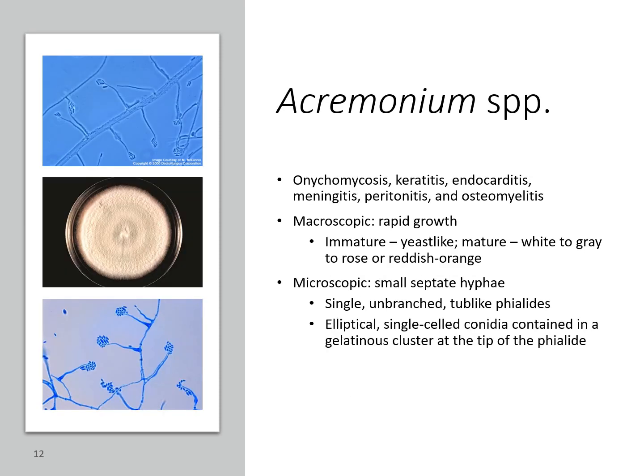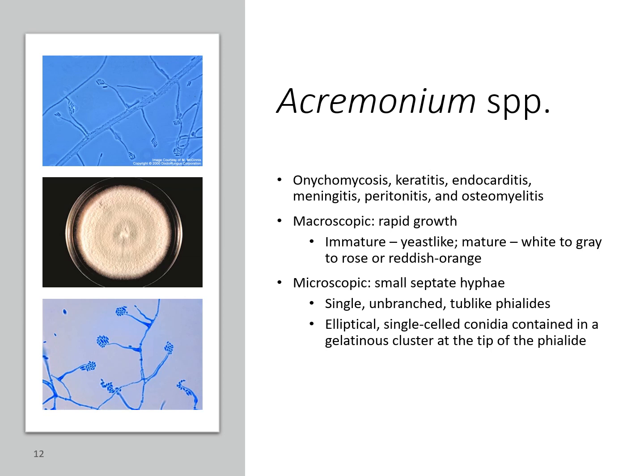Acremonium species cause several types of infections: infections of the nails, the eye, the heart, central nervous system, the lining of the abdominal cavity, and of bone. It grows rapidly. With an immature colony, the colony itself will appear yeast-like, but as it matures, it will get more of that mold-like appearance, and it can be white to gray. And you can see an image here in the center with that mold-like look.